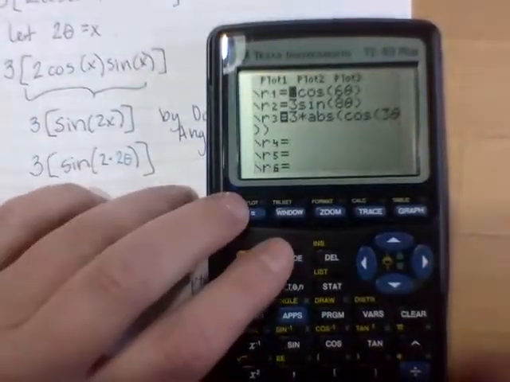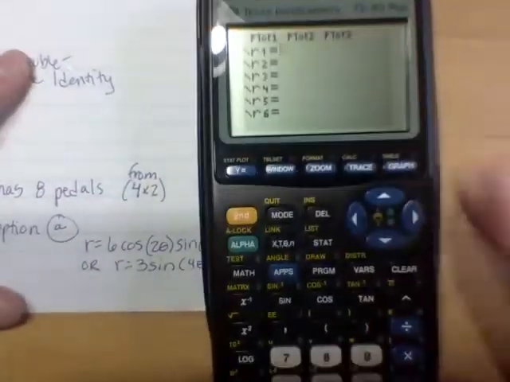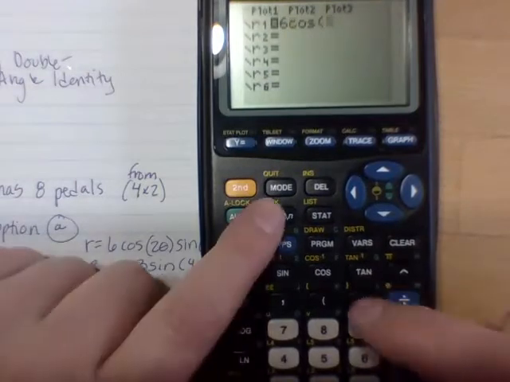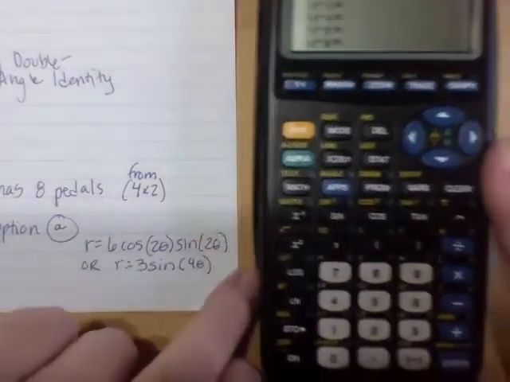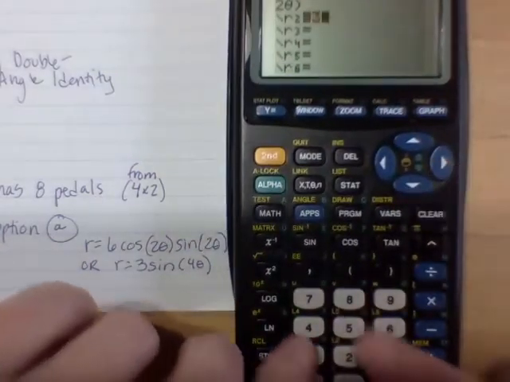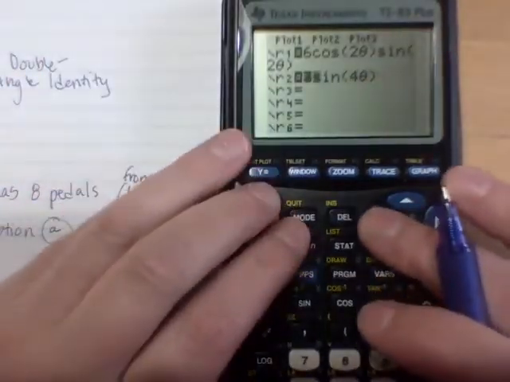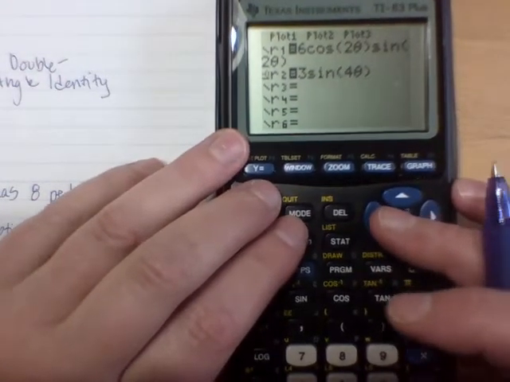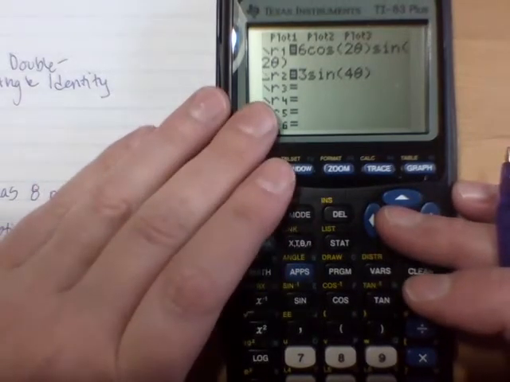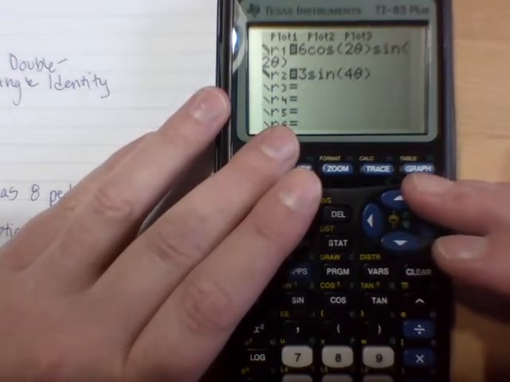And just to confirm our images, we can go back and graph them. So if we graph 6 cosine 2 theta sine 2 theta, and then we graph 3 sine 4 theta, and maybe make this one, actually, well, just to help ourselves out, I'm going to make that one thick and this one dotted here.